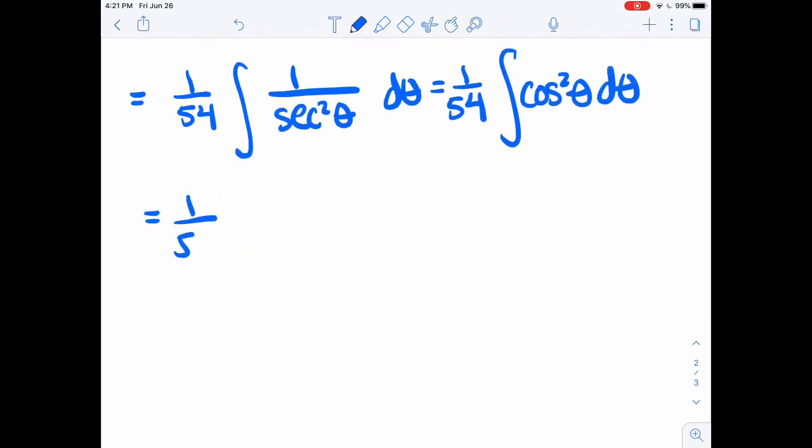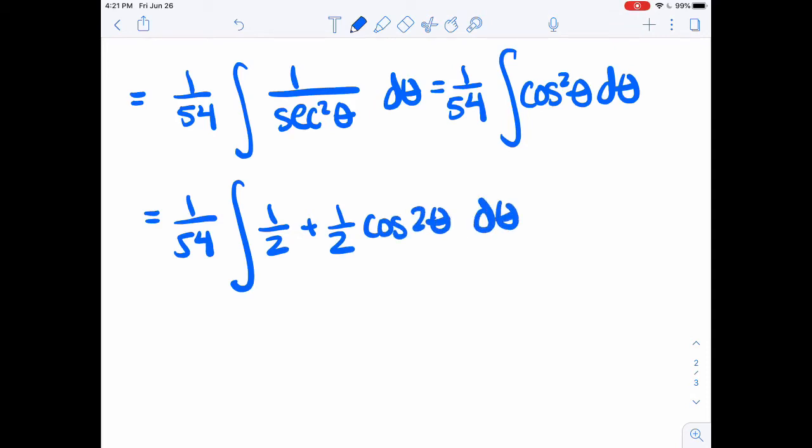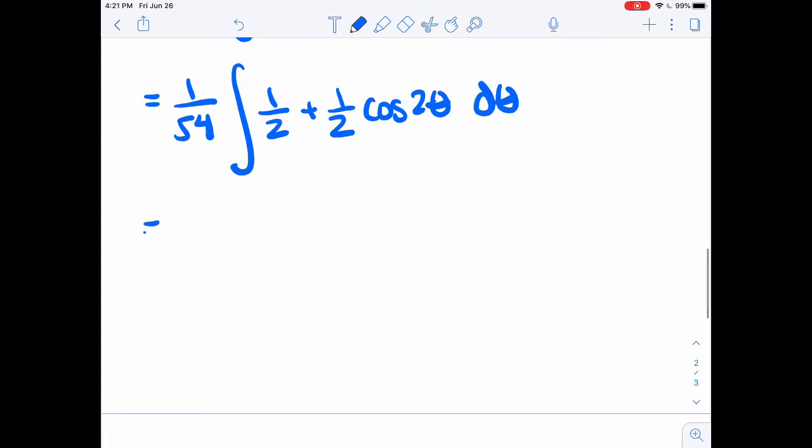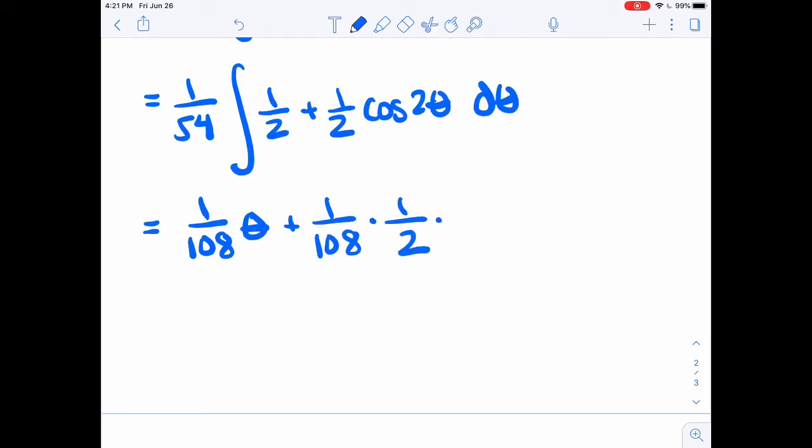Again, these problems can be involved, right? We're doing lots of stuff. We've done a substitution. Now we have to go back and do a trig identity. We've already used a different trig identity, but cosine squared is 1/2 plus 1/2 cosine 2 theta d theta. So we do that integral. That's 1 over 108 times theta plus 1 over 108 times 1/2 times the sine of 2 theta plus c.